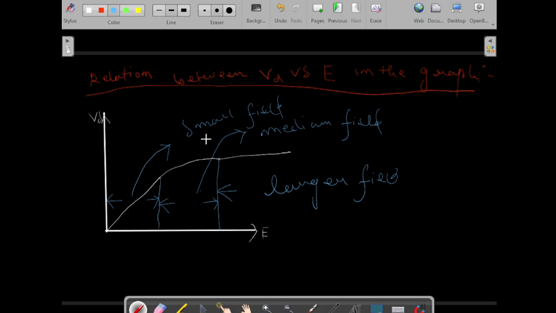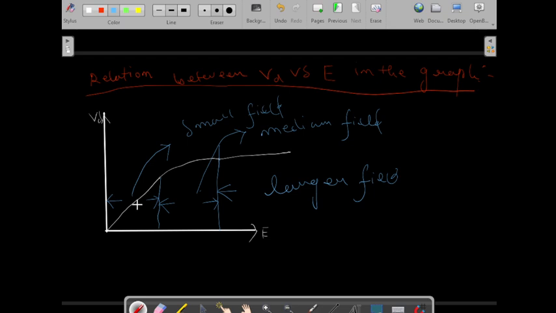So for smaller field in this region, as E increases, the relationship between Vt and E is directly proportional, and in this region the relationship between Vt and E is sublinear, and after that region Vt becomes constant. So we can say Vt becomes saturated. So the graph enters into the saturation region.